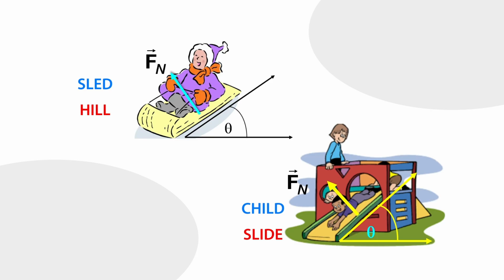Similarly, the two surfaces are the child and the slide in the bottom picture on the right, and the slide itself is at an angle theta with the horizontal, and the normal force is perpendicular. So it's not a straight arrow, it's now a tilted arrow which is perpendicular to the surfaces in contact. So you need to understand this very well.